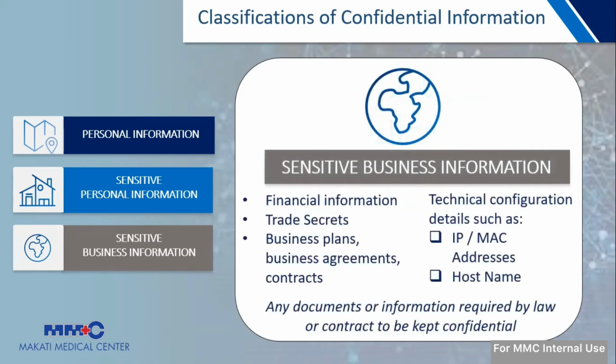Sensitive business information may refer to the following: financial information, trade secrets, business plans, business agreements, contracts, technical configurations such as internet protocol and media access control addresses, and host name. Any documents or information required by law or contract is to be kept confidential.